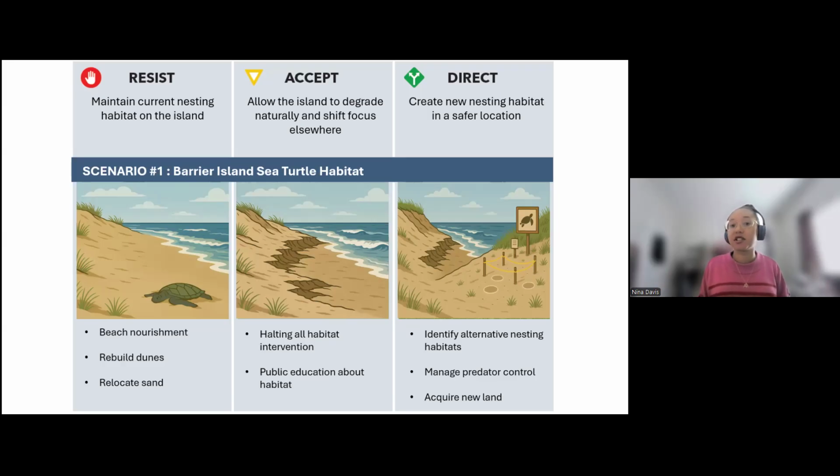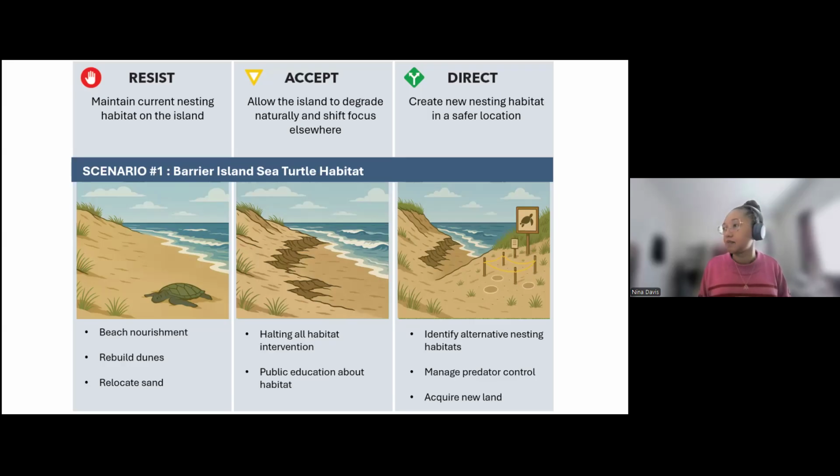For your pros for accepting, it can free up resources and it reflects maybe your realistic trajectory as climate conditions evolve, and it could also promote awareness. Cons is obviously you're losing that nesting habitat and you could potentially have species decline. For directing, that was goal C, creating a new nesting habitat in a safer location.